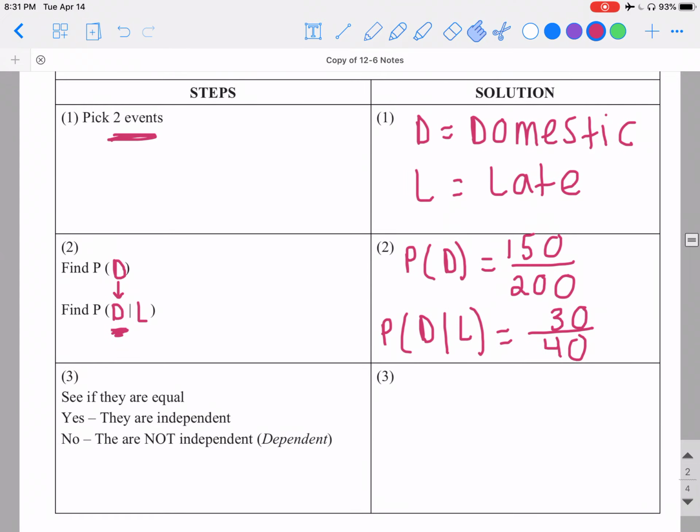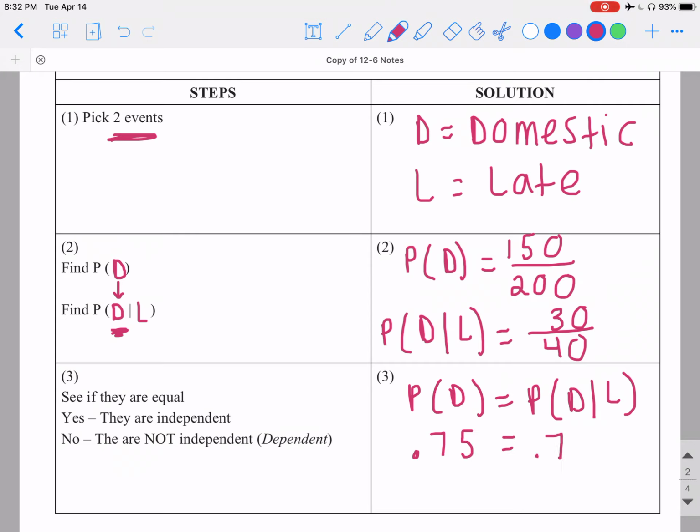And now my last step, I want to see if these are equal to one another. So I want to see, does the probability of D equal the probability of D given L? And we could simplify those fractions we got in the second step in our calculator and get 150 over 200 equals 0.75, and 30 over 40 simplifies to 3/4, which is 0.75. So these are independent events.